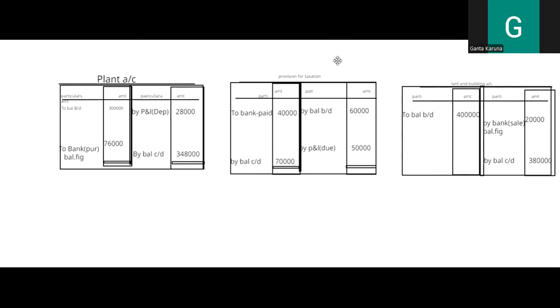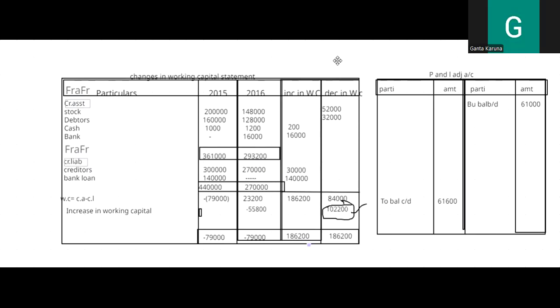So what I'm going to write here is, from which account I have taken it? From the plant. To plant depreciation. How much have I taken? 28,000. So my first transaction is completed.